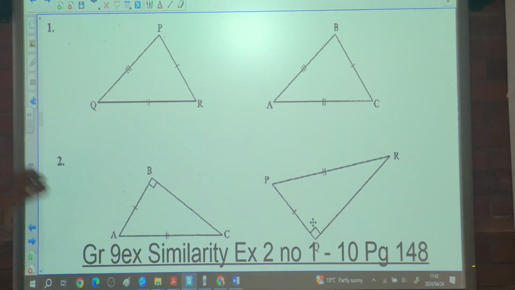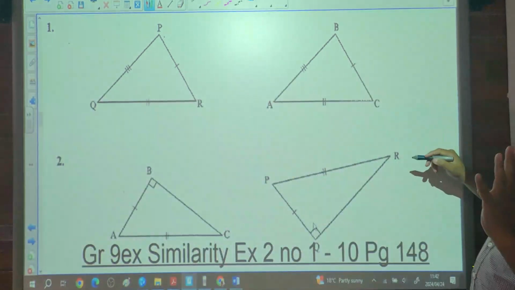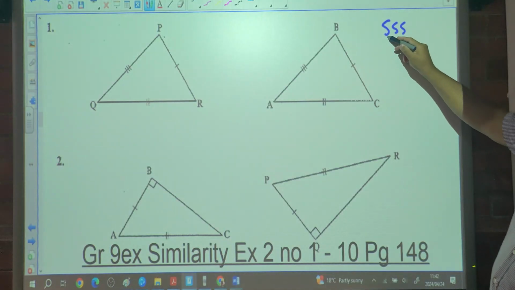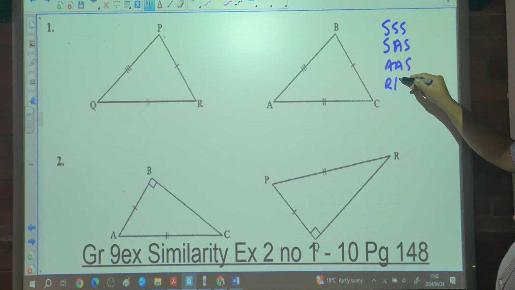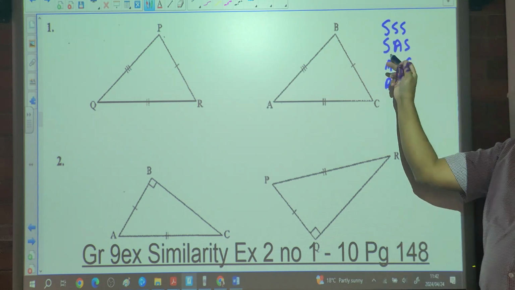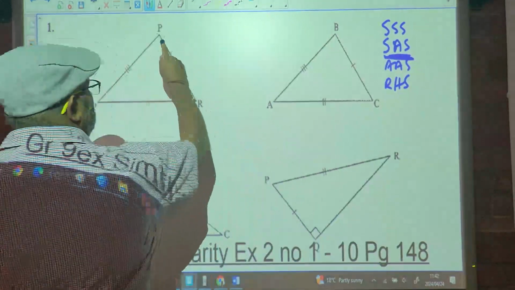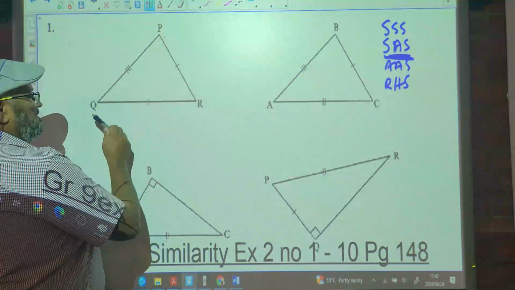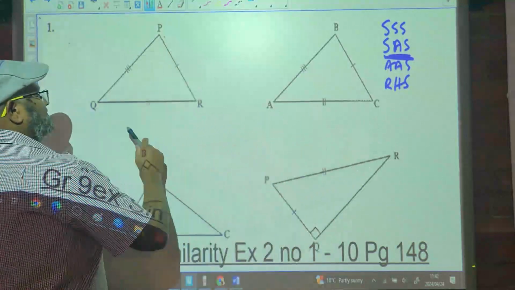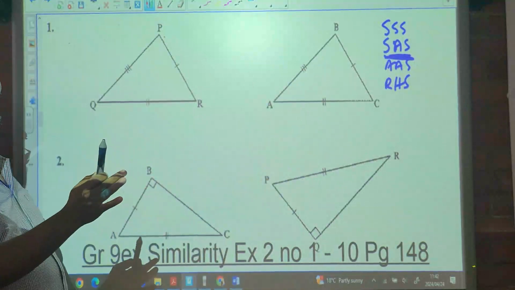Look at number 1. What do we notice? Okay, there are 4 cases for congruency. What are the cases? Side, side, side. Side, angle, side. Angle, angle, side. RHS. When we use side, angle, side, it must be the included angle. So if we look here, what can we say? PR is equal to BC. Also, QR is equal to AC. Also, QP is equal to AB. So are they congruent? Yes.